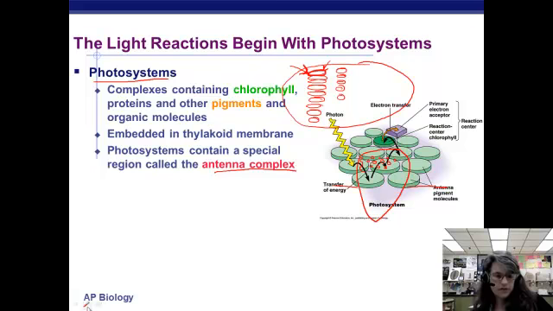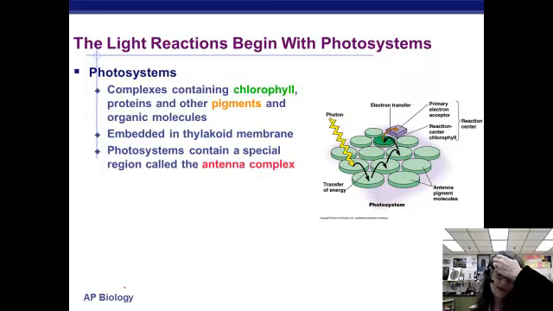Much better picture than the one I just drew, eh? Alrighty. Let me delete my chicken scratch. There we go. Alright, this is a much better picture. This region is the antenna complex. It's sitting on top of the protein glob we call a photosystem.